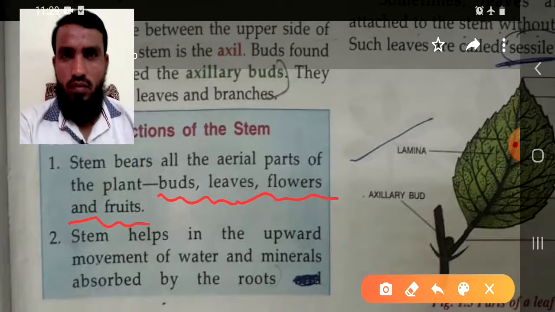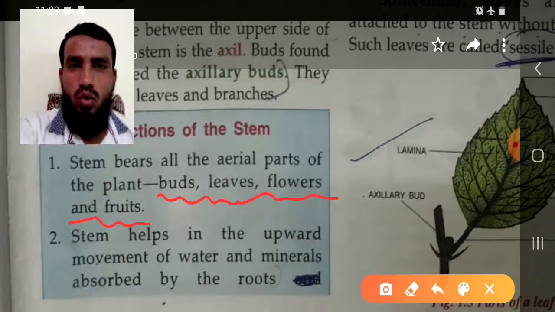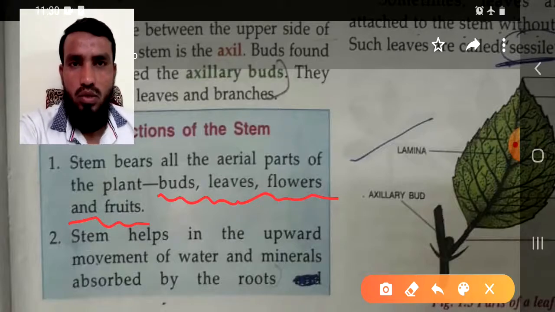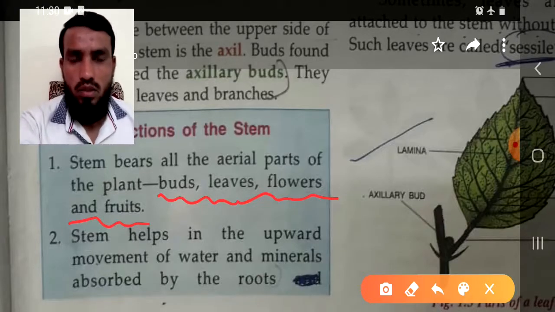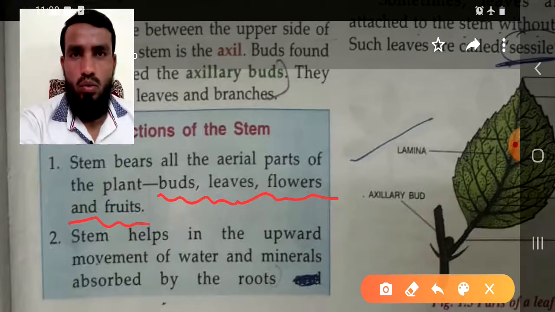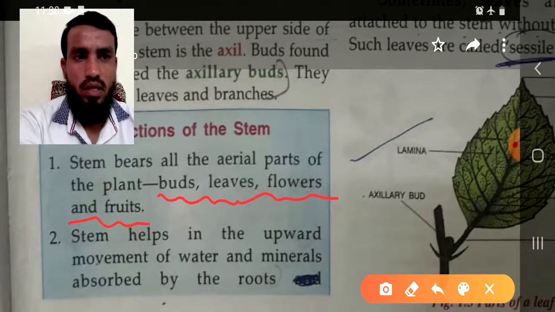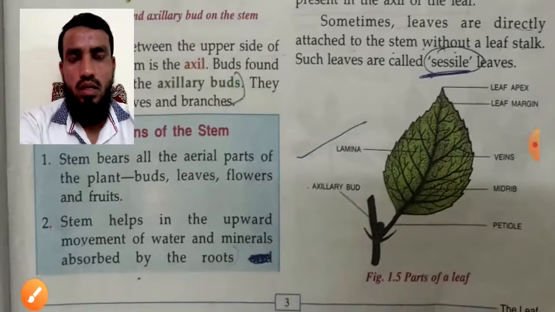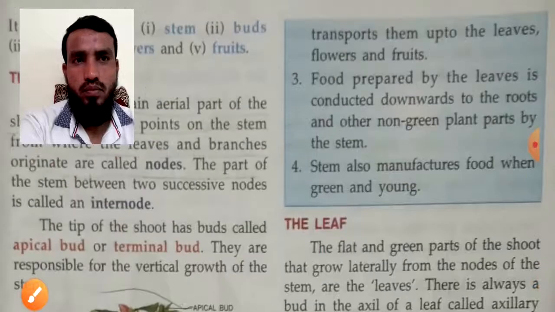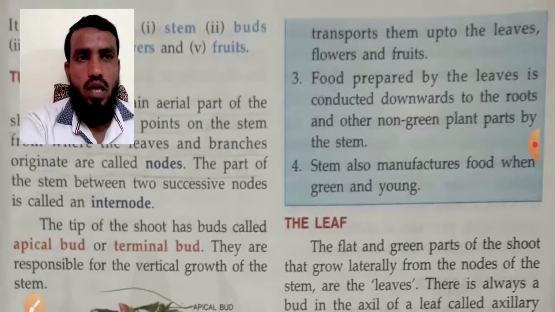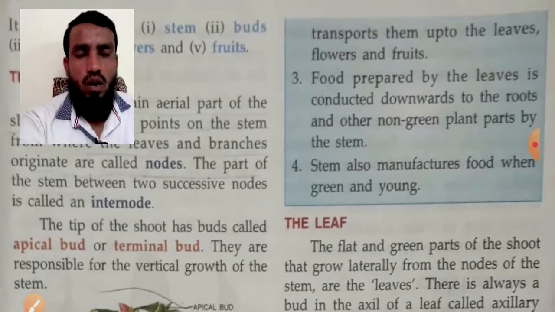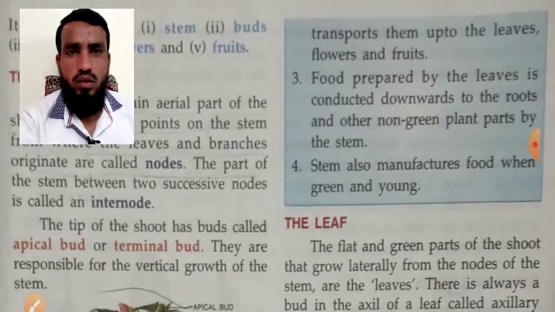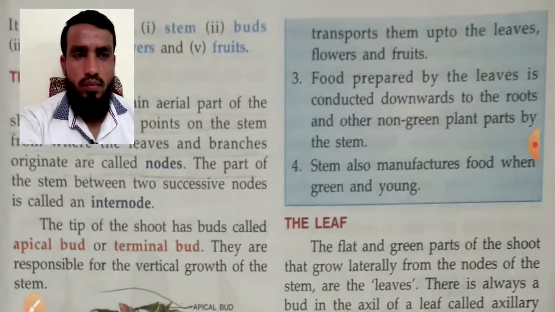And in detail, there is a tissue that is called the xylem tissue. The xylem tissue is responsible for the movement of water from roots to leaves, and it is present in the stem only. So that is why the stem is very important, and these are the several functions of the stem. And again it transports them up to the leaves, flowers and fruit. From the root to each and every part of the plant, the water will be transferred with the help of the stem only, right?